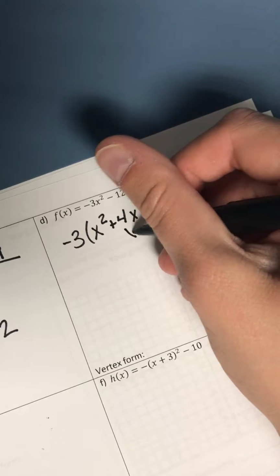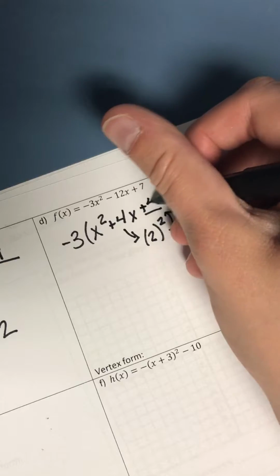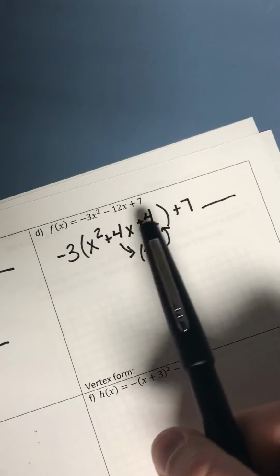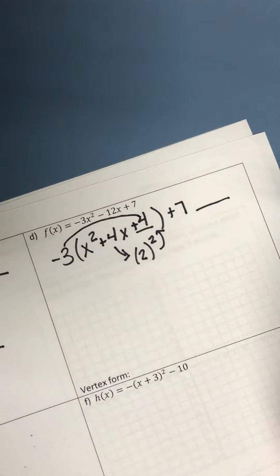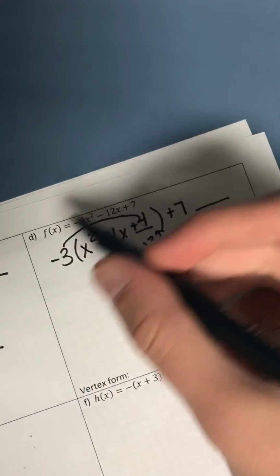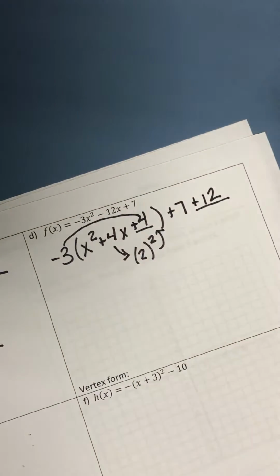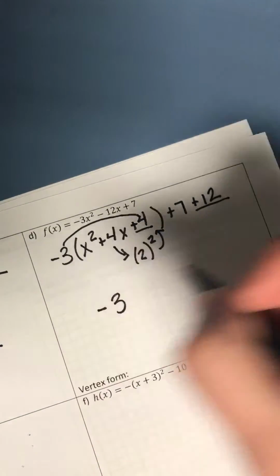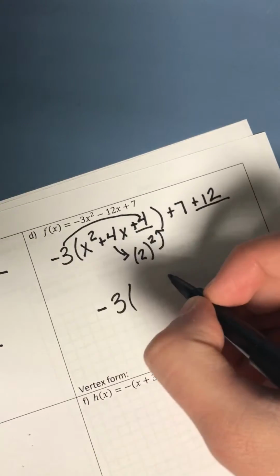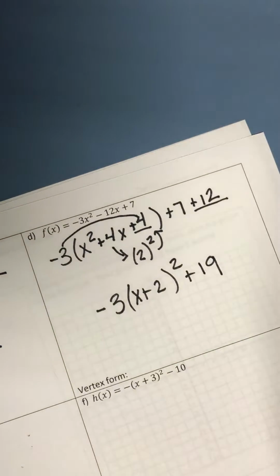Okay. So now I'm going to look at my 4. Half of 4 is 2. Squared is 4. So I'm going to put a +4 here. But again, you didn't just put a +4 there. You really added -3 times 4, which is -12. So since you added a -12 in here, you have to do the opposite, which is adding +12 on the outside. So in final vertex form, you should have your -3 out in front times x plus 2 squared plus 19.